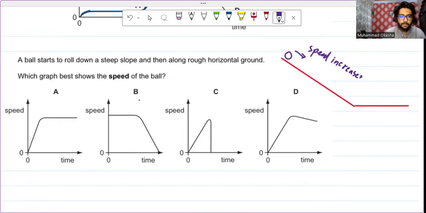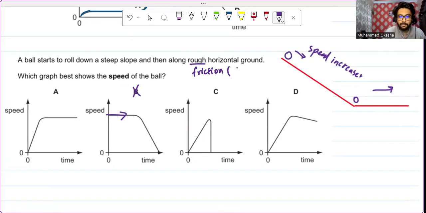Okay, so initially graph B says the speed is constant initially, so graph B would be incorrect, right? The speed increases for a while, and when it rolls along, it eventually reaches constant speed, and then the speed begins to decrease because it's a rough horizontal ground. On a rough ground, the speed decreases gradually due to friction. Which means the speed begins to decrease.